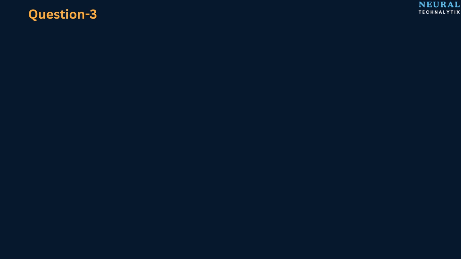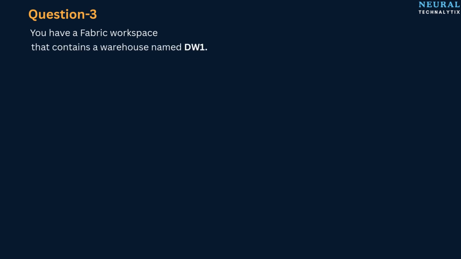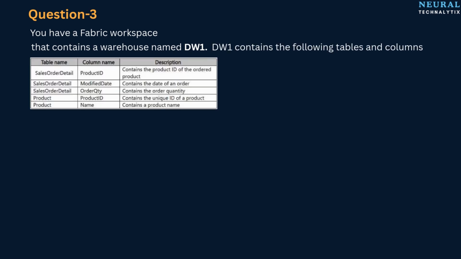Let's look at another question from the DP-700 exam. Here's the scenario. You have a Fabric workspace that contains a warehouse named DW1. Inside DW1, you have two tables. The first one, Sales Order Detail, with columns Product ID, Modified Date, and Order QTY. The second table, Product, with columns Product ID and Name.